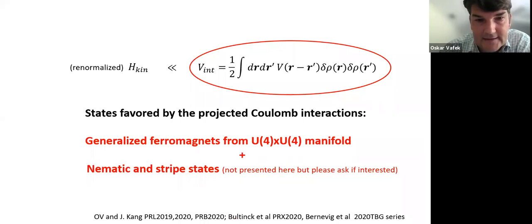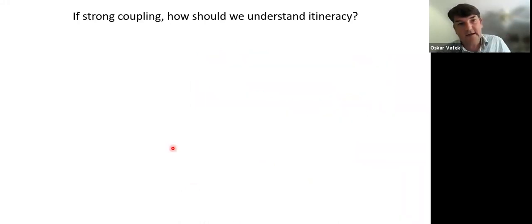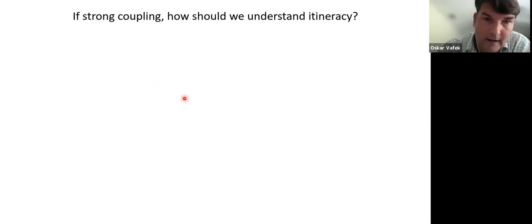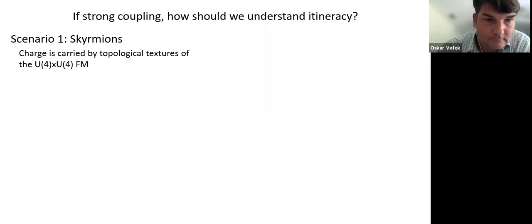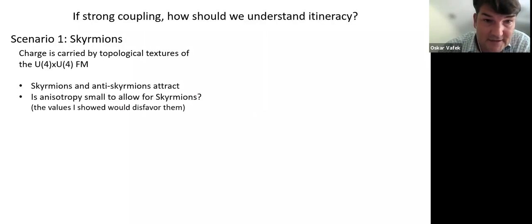But what I want to discuss here is two different scenarios for how one could think about itinerancy in the strong coupling limit. So one option is what was mentioned by Mike in the previous talk, that we have a strong coupling ferromagnetic phase. That phase has a texture in its order parameter, and this texture carries charge. Okay. So this would be similar to what happens in the lowest Landau level in integer quantum Hall. As Mike mentioned, skyrmions and anti-skyrmions attract, so they would give us a very nice way to think about superconductivity.